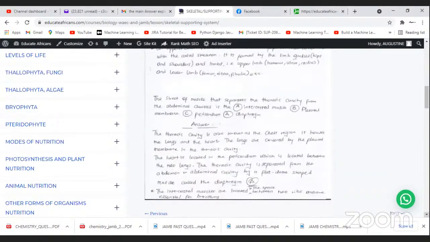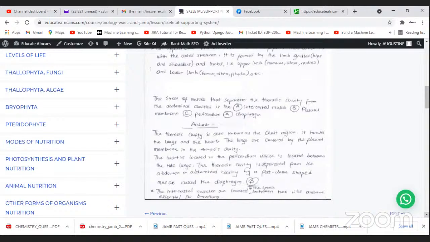The sheet of muscle that separates the thoracic cavity from the abdominal cavity is called the what? Is it A, the intercostal muscle, B, the pleural membrane, or C, the pericardium, or D, the diaphragm? Answer: thoracic cavity is also known as the chest region. It houses the lungs and the heart. The lungs are covered by a pleural membrane in the thoracic cavity.